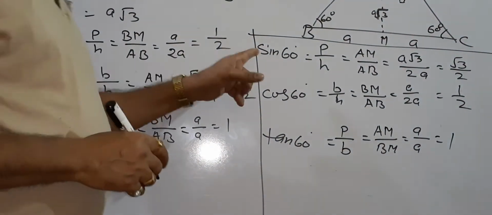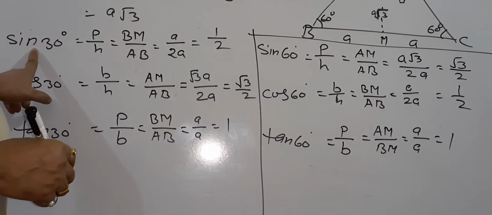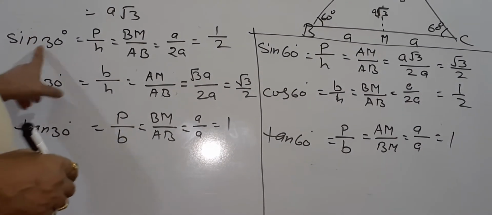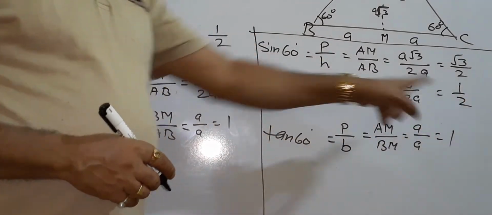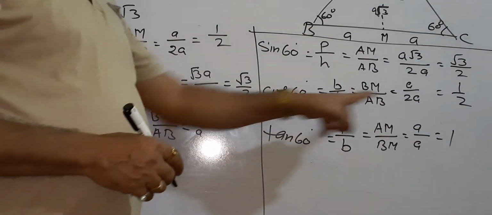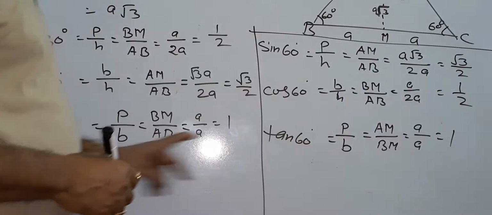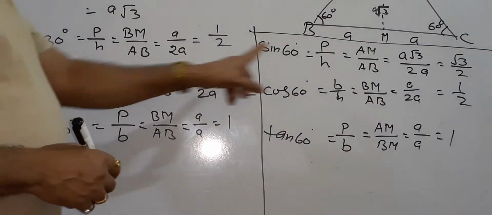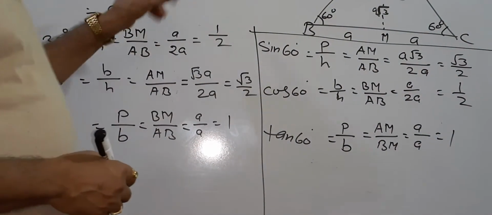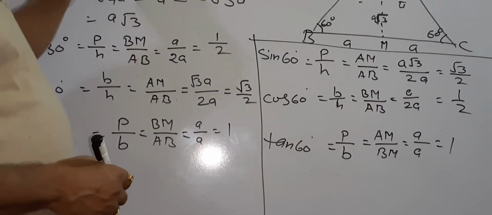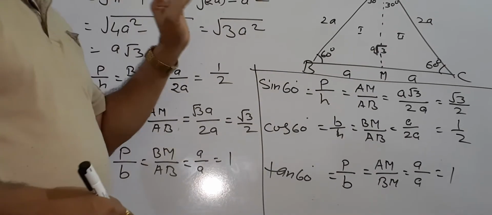Now here, sine 30 degree is equal to half and cos 60 degree is also half. So sine 30 degree and cos 60 degree have the same value. Similarly, cos 30 degree and sine 60 degree have the same value. That you have to memorize. So these are the values for 30 degree, 45 degree and 60 degree.